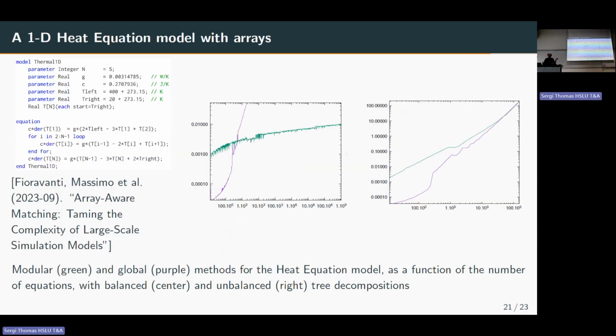And so arrays are an important issue for me, and this is still work in progress, but I can show some results about how I can perform the structural analysis of this model with arrays and loops of equations. It is still work in progress, but for this instance, I have encouraging results.